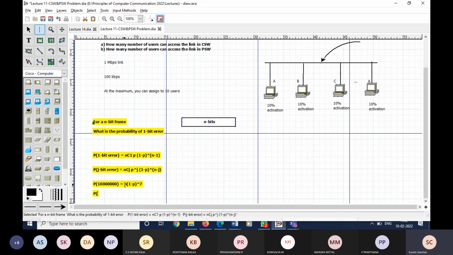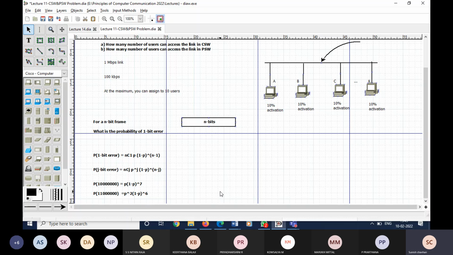Similarly, the probability of 2 ones followed by 6 zeros is simply p raised to 2 into (1 minus p) raised to 6. So like this.